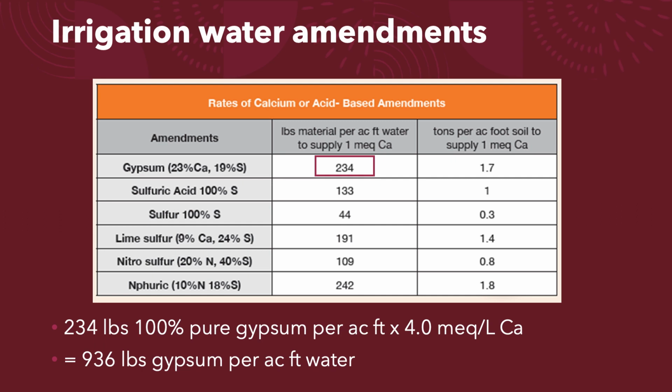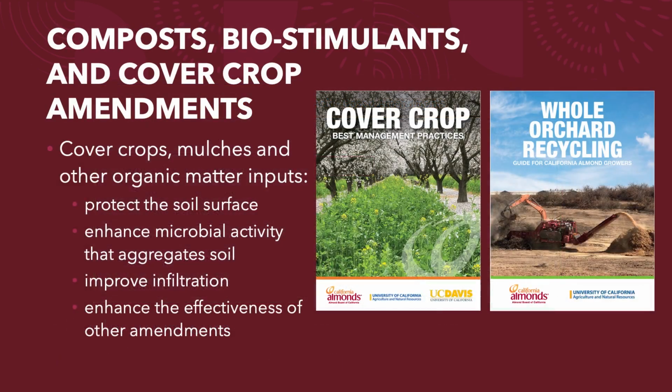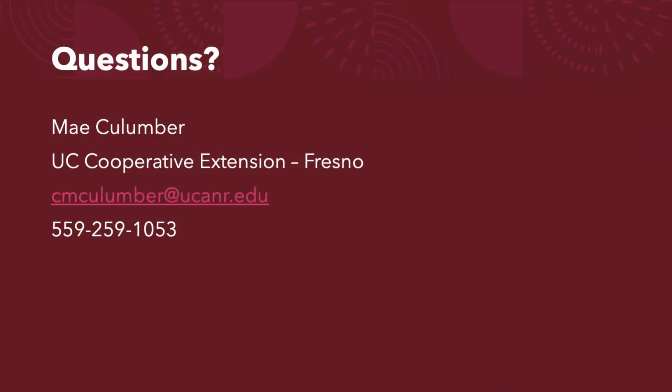Okay, so now we know that we want 4 milliequivalents per acre foot of water. That's 936 pounds of gypsum per acre foot of water. There's been a lot of mention of composts, biostimulants, and cover crop amendments. As everybody's been saying, they protect the surface of the soil, they enhance the microbial activity that aggregates the soil, they improve infiltration and enhance the effectiveness of the other amendments. So that's important to consider, and those resource guides are available for you on the side. And I will take questions at the end. Thanks.